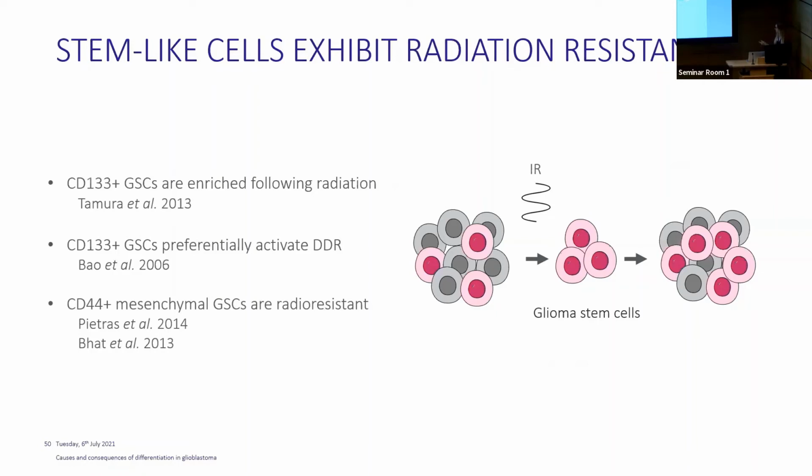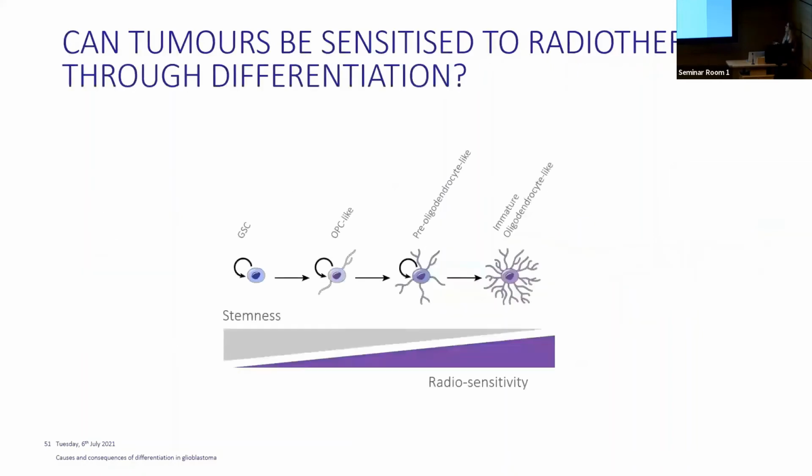We also know that another population of glioma stem cells, CD44 positive, more mesenchymal-like stem cells, are also radioresistant. So what we think is that if we could drive differentiation, we could potentially push these cells to a more radiosensitive state. This is really what my work is now focusing on: understanding whether or not this is true, and if so, the mechanisms that underlie this differentiation, the signaling events, so that we have options for radiosensitizing tumours.